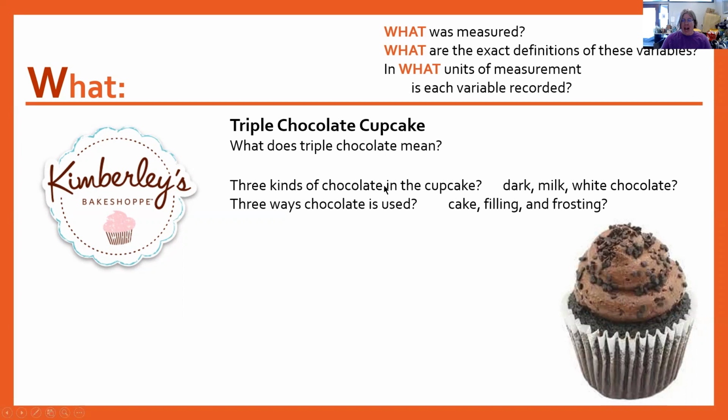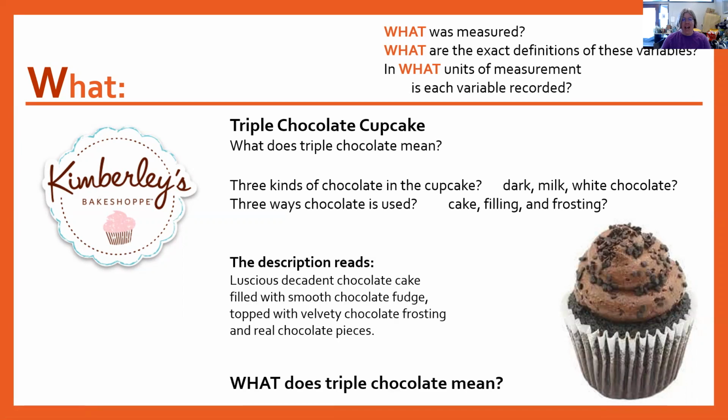So I looked at the description on the packaging and it reads, "luscious decadent chocolate cake filled with smooth chocolate fudge topped with velvety chocolate frosting and real chocolate pieces." So I counted chocolate four ways there, so I'm still not really sure what exactly triple chocolate means.